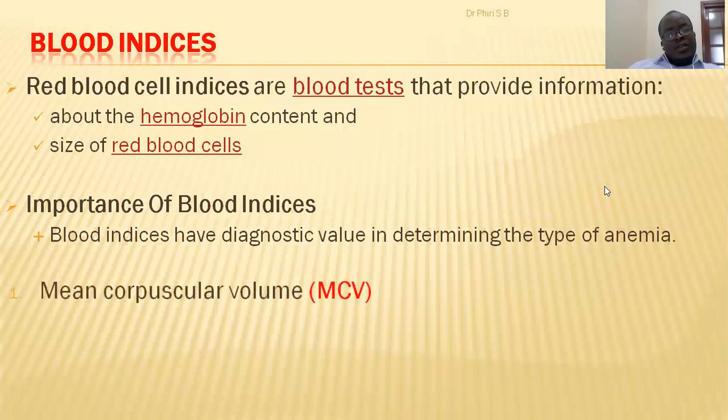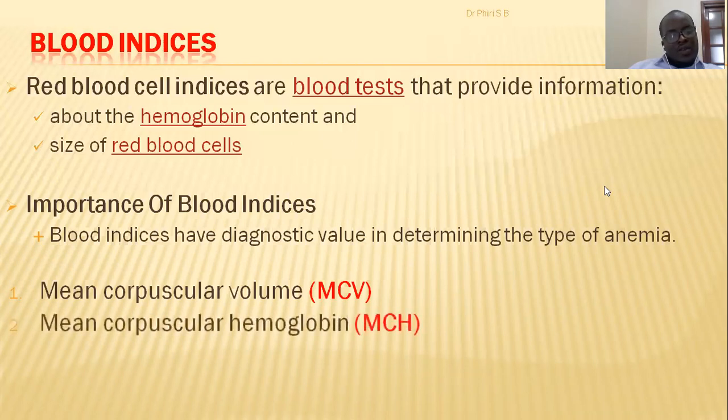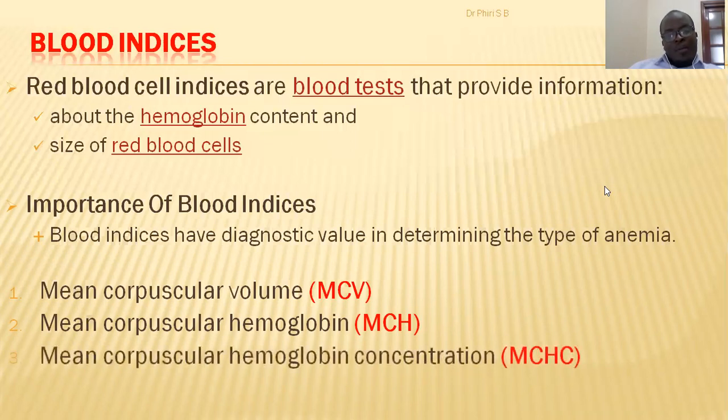There are 4 blood indices that we are going to discuss. We have mean corpuscular volume, MCV. Then we have mean corpuscular hemoglobin, MCH. Then we have mean corpuscular hemoglobin concentration, MCHC. The last one is the color index. So how can you use these parameters or blood indices to come up with a definitive diagnosis of anemia?